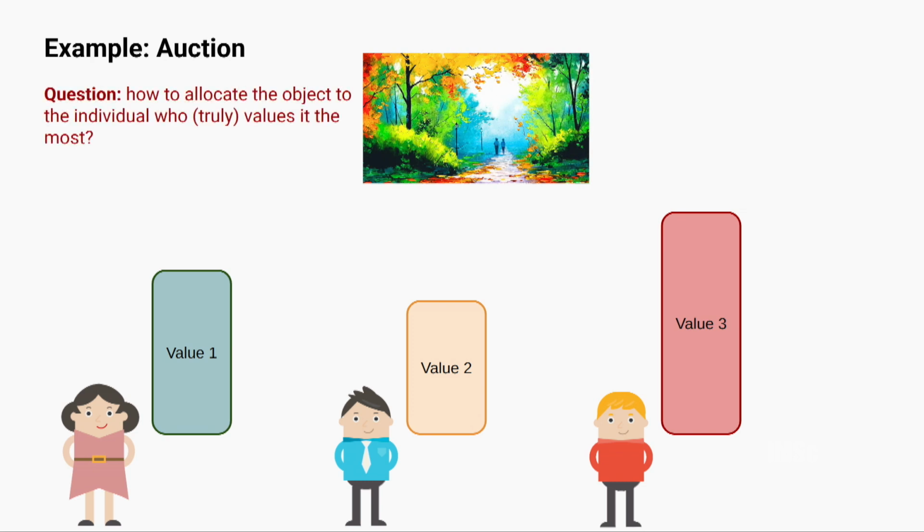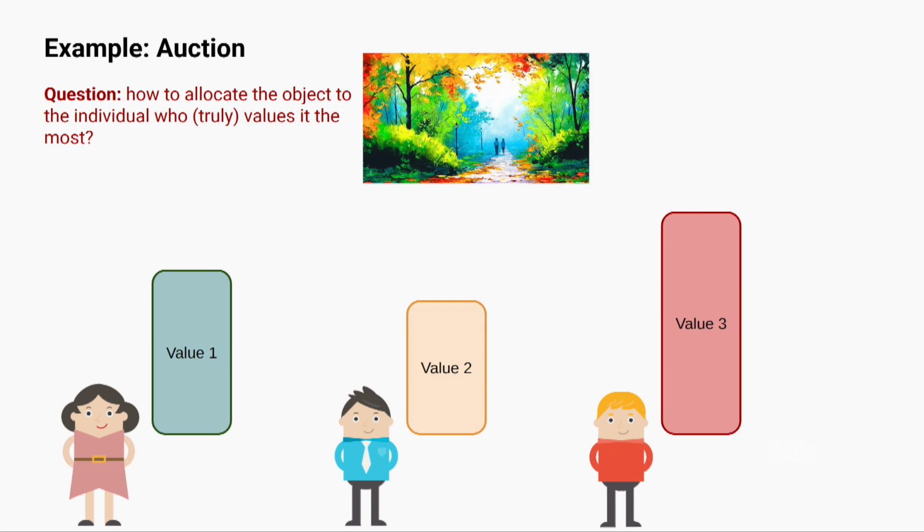So, the question that we want to address, and this is because mechanism design starts with an objective. In this auction example, our objective is, let us say, to allocate the object to the individual who truly values it the most. So, if this was the true state of the world, which we do not know as an auctioneer, I should give this item to the third agent.